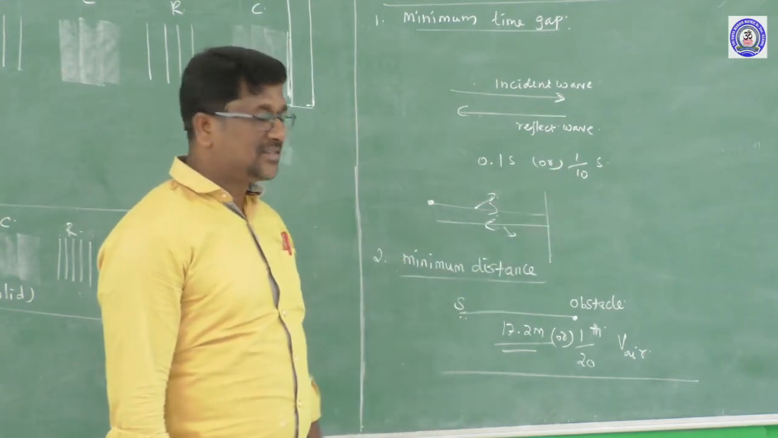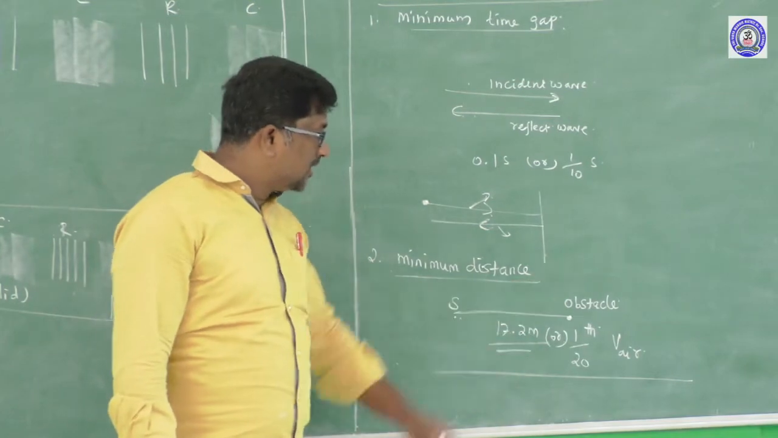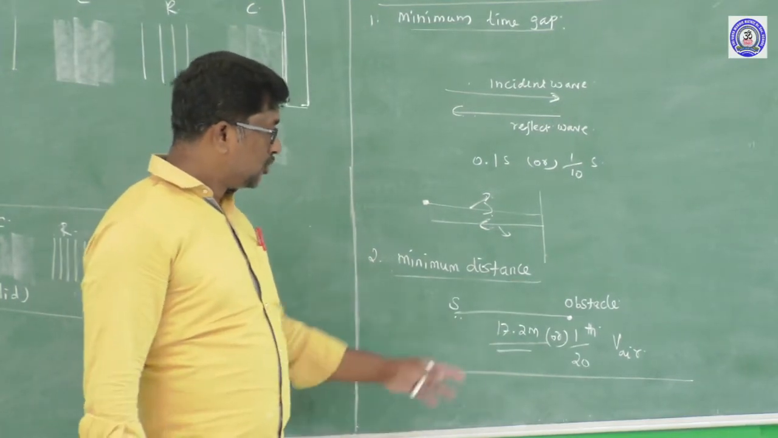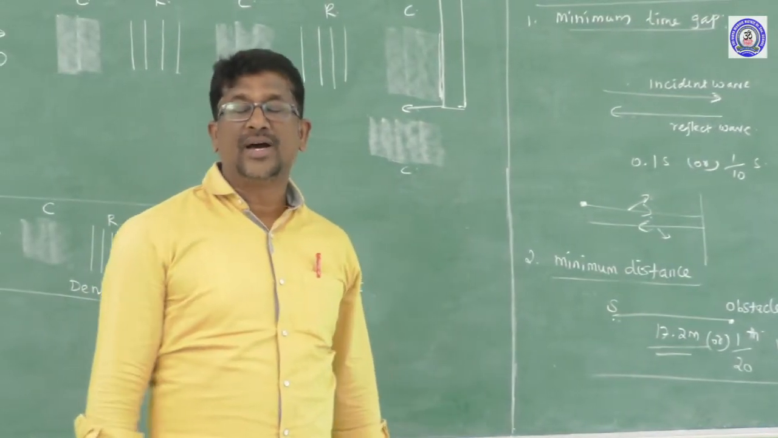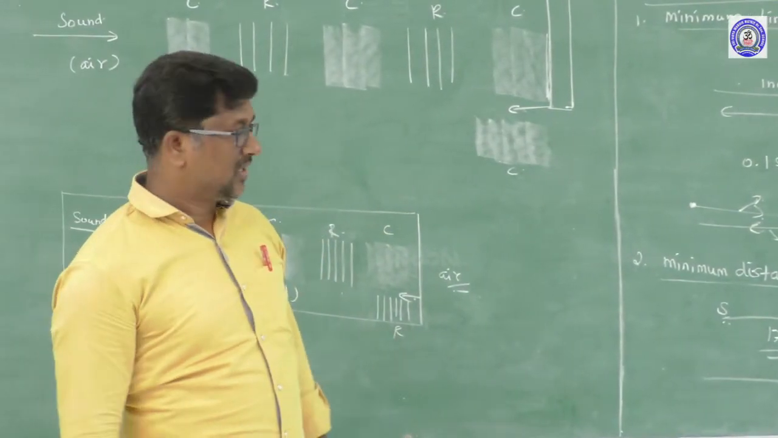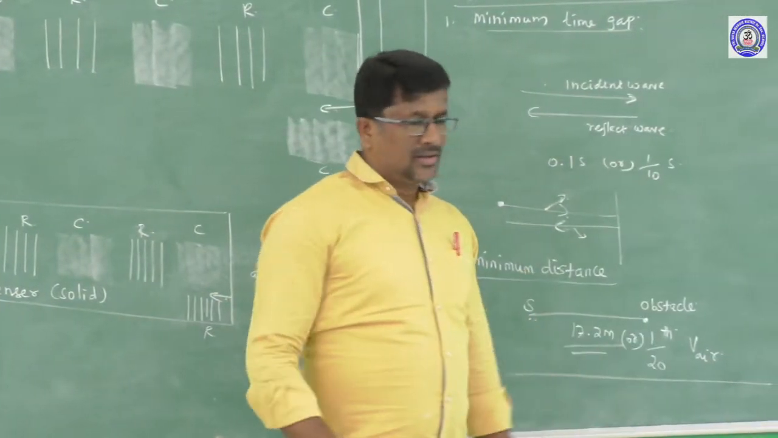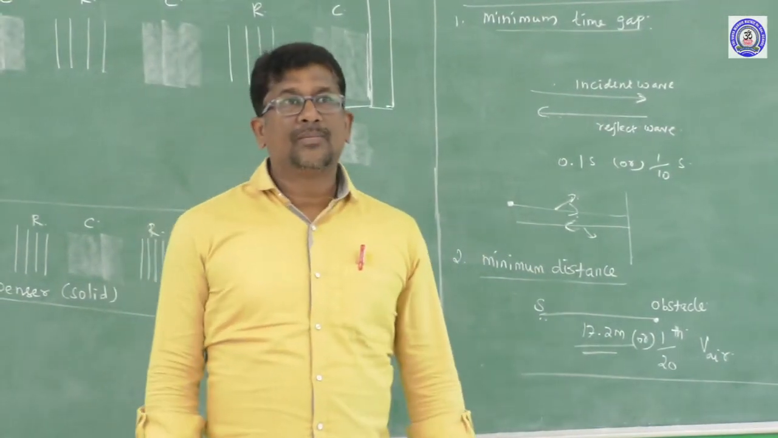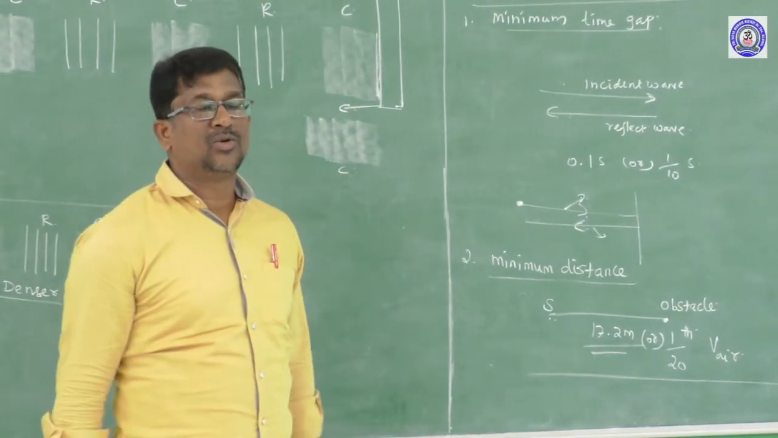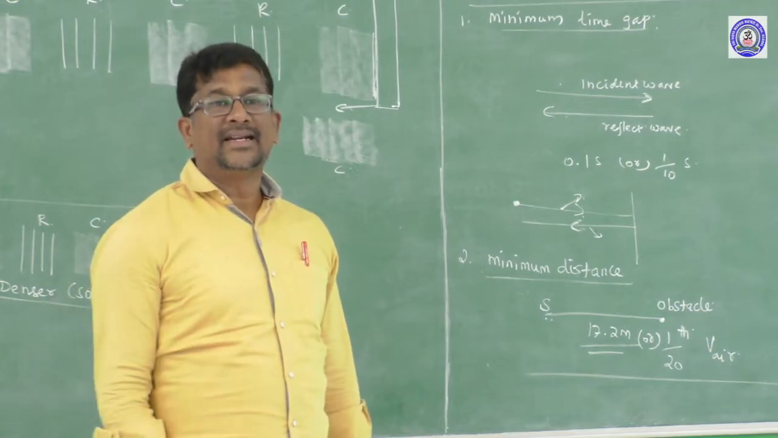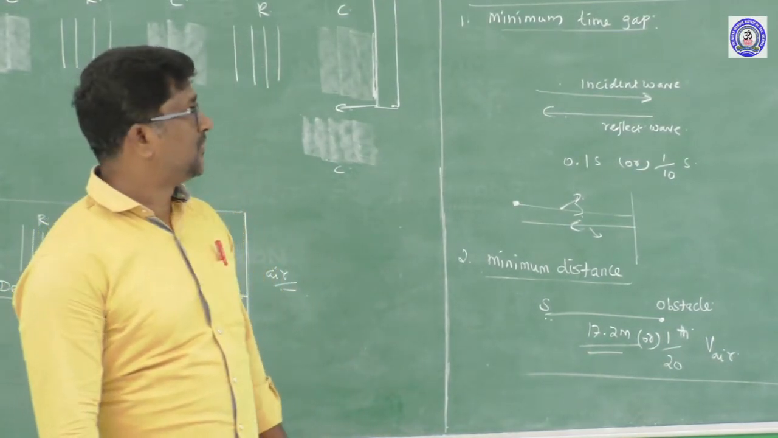The minimum time gap should be 0.1 second or 1 divided by 10 second. And the minimum distance between the source of sound and the obstacle or a reflector should be 70.2 meters or 1/20th of the velocity of sound wave in air medium. Right. Okay. The applications of echo, applications of reflection of sound are also there in our book. They are theoretical and easy, so you prepare yourself.